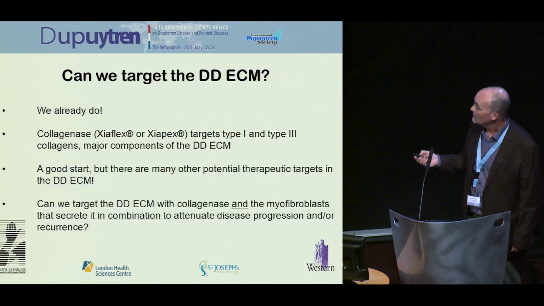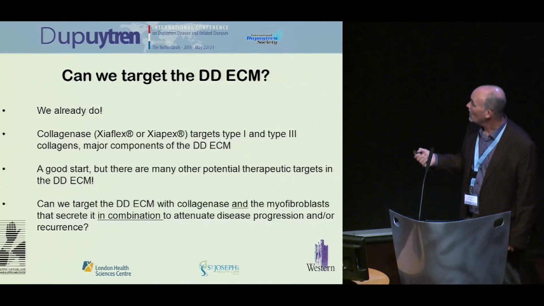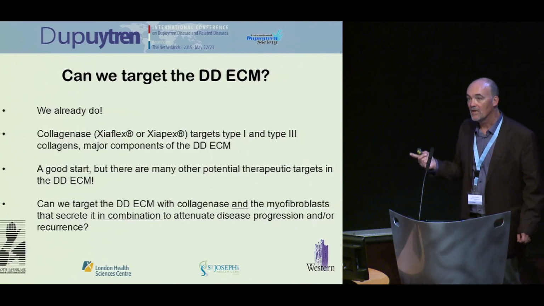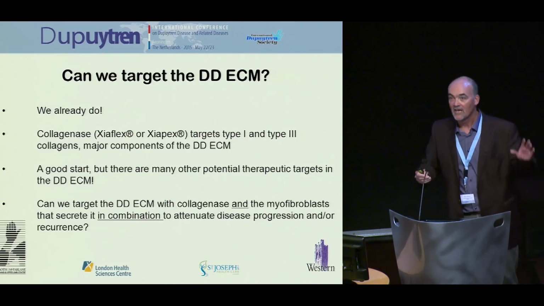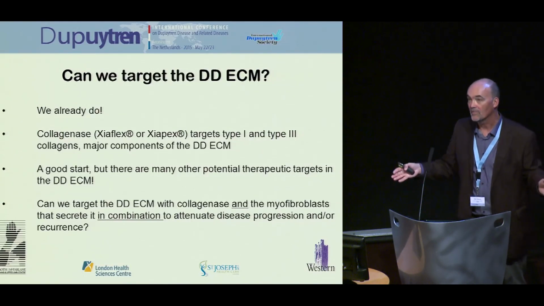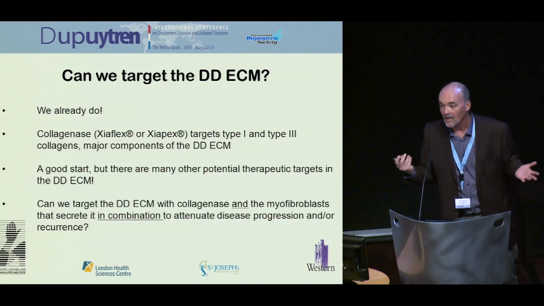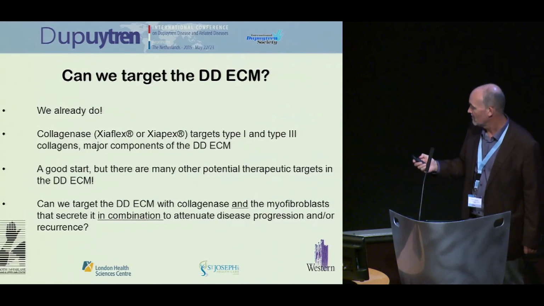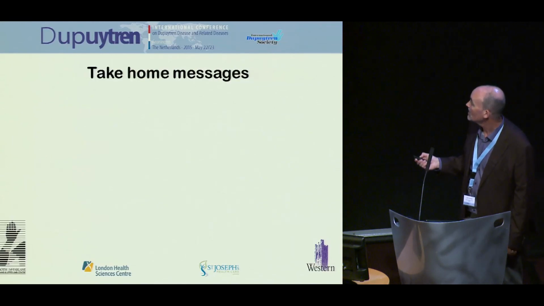And although I've run out of time, one of the ways that I think we could go here is that we could couple collagenase with a whole bunch of myofibroblast-mediated therapies. So hit both the cell that makes the matrix and hit the matrix itself in combination, and come up perhaps with more useful treatments for preventing Dupuytren disease progression and recurrence.